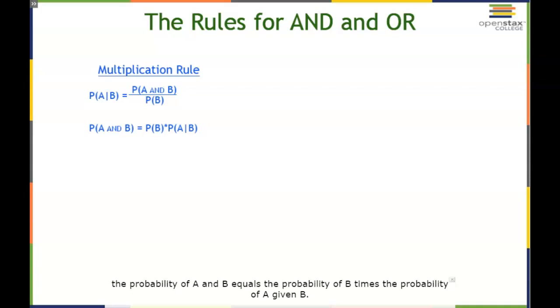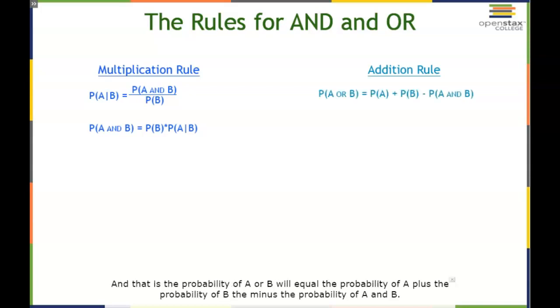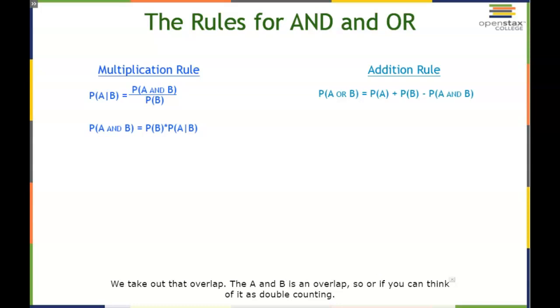Our second rule is the addition rule. And that is the probability of A or B will equal the probability of A plus the probability of B minus the probability of A and B. We take out that overlap. The A and B is an overlap, or you can think of it as double counting. So we have to take the double counting out. Now those are our two rules.